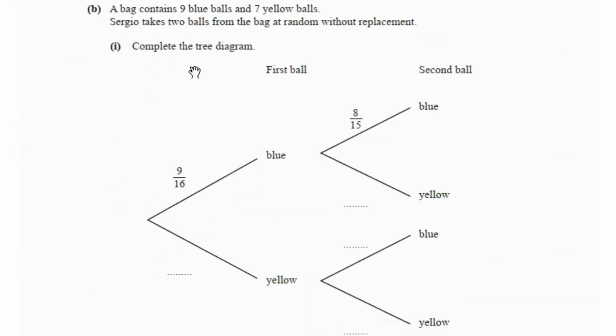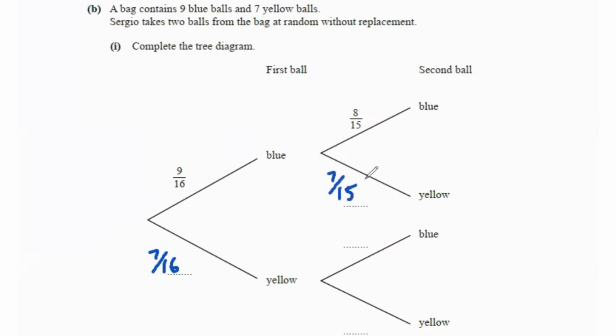A bag contains 9 blue balls and 7 yellow balls. Sergio takes 2 balls from the bag at random without replacement. Complete the tree diagram. So if we have 9 over 16 for blue, yellow is going to be 7 over 16. If we're taking a blue ball without replacement, so 9 becomes 8 and the total also changes from 16 to 15. So for yellow, it's going to be 7 over 15.